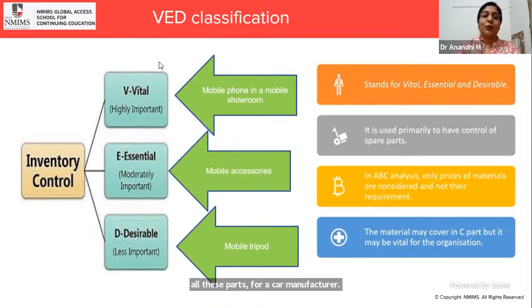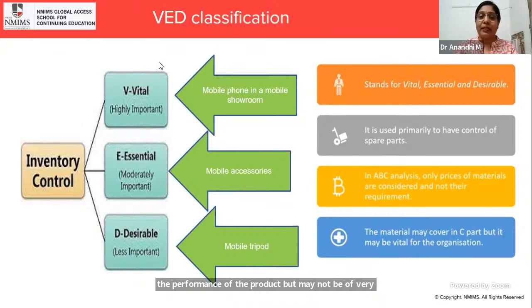Yes, C category. You are right, Jyotishma. C category, because the value of the product is very, very less. But the relative importance on the performance of the product is very high when you do VED classification. So this is the gap in classifying the inventory. Some components will be very vital or essential for the performance of the product, but may not be of very high value when you do the ABC classification.